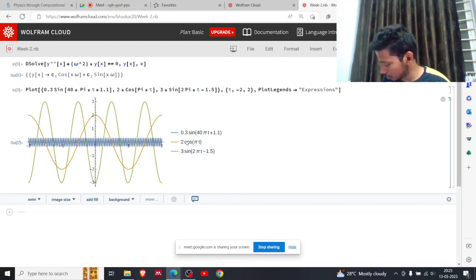Now the third one is 3 sine 2 pi t minus 1.5, where the amplitude is 3. What you can see from this particular plot is that the green line is going from -3 to +3, and there is a time period of 1 second, so it is going to -3 again at t equal to 1, and there is the initial phase of 1.5. So all these things can be seen from this particular plot.